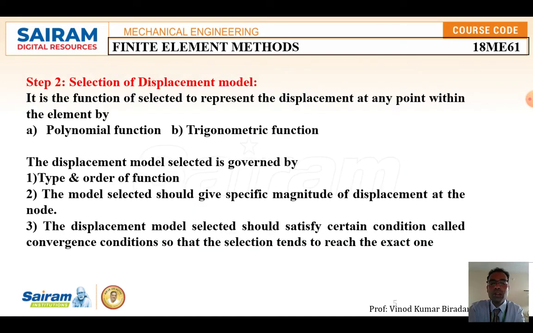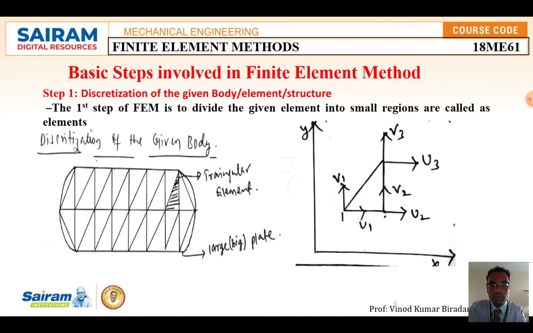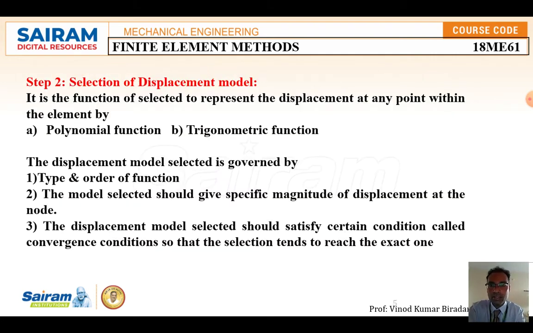So from this we are going to divide the element, and which type of element you are getting and how many degrees of freedom will be there for each node, that we are going to understand by using step number 1, that is discretization of the given body. This is about the first step. I hope you understand.